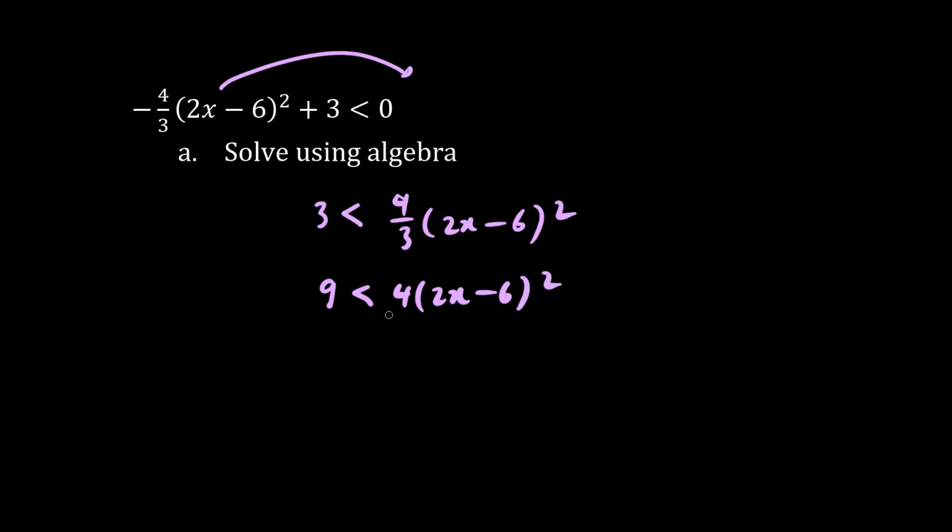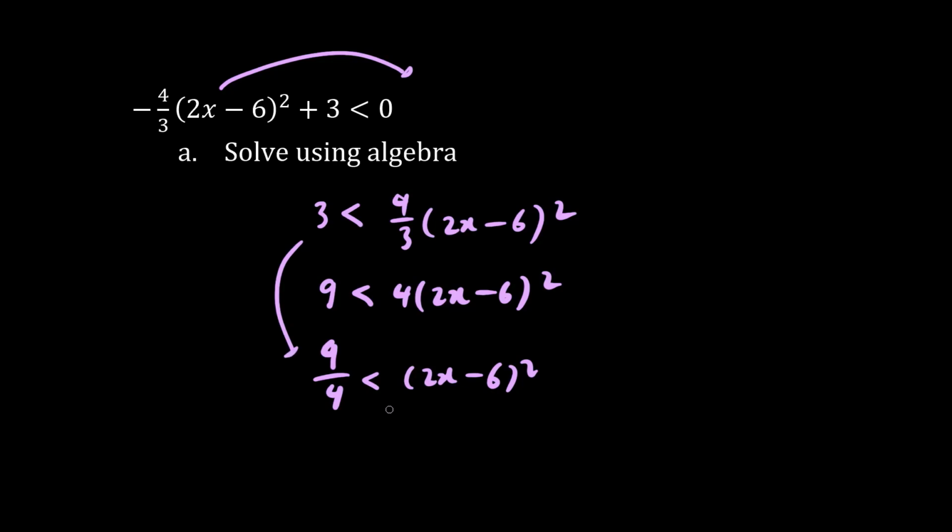We now divide both sides by 4. So we have 9 over 4 is less than (2x minus 6) squared. By the way, we could have just either multiplied both sides by the reciprocal of 4/3, which is 3 over 4, or we could have divided both sides by this coefficient 4/3. Same result as over here.